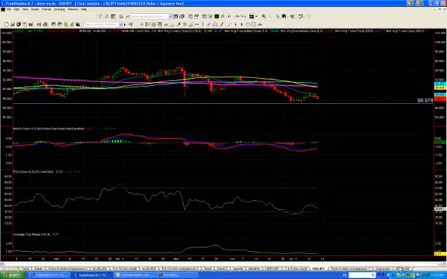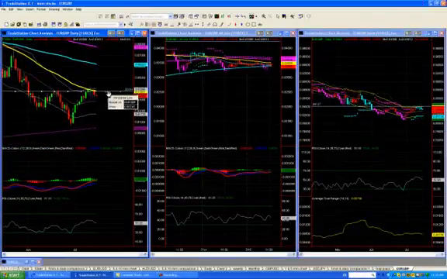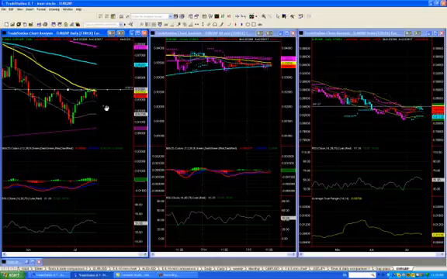What else have we got? Euro GBP. Yep, it's hit its head off a moving average line here, and it looks like it's rolling over in favor of sterling.